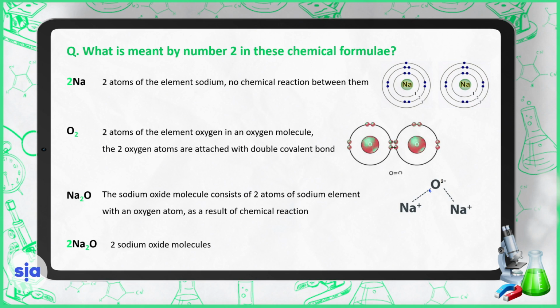2Na2O. 2 sodium oxide molecules. So, if you notice, this is the sodium oxide. If we put 2 before this formula, this means 2 sodium oxide molecules. So 4 sodium atoms will react with 2 oxygen atoms, forming 2 sodium oxide molecules.